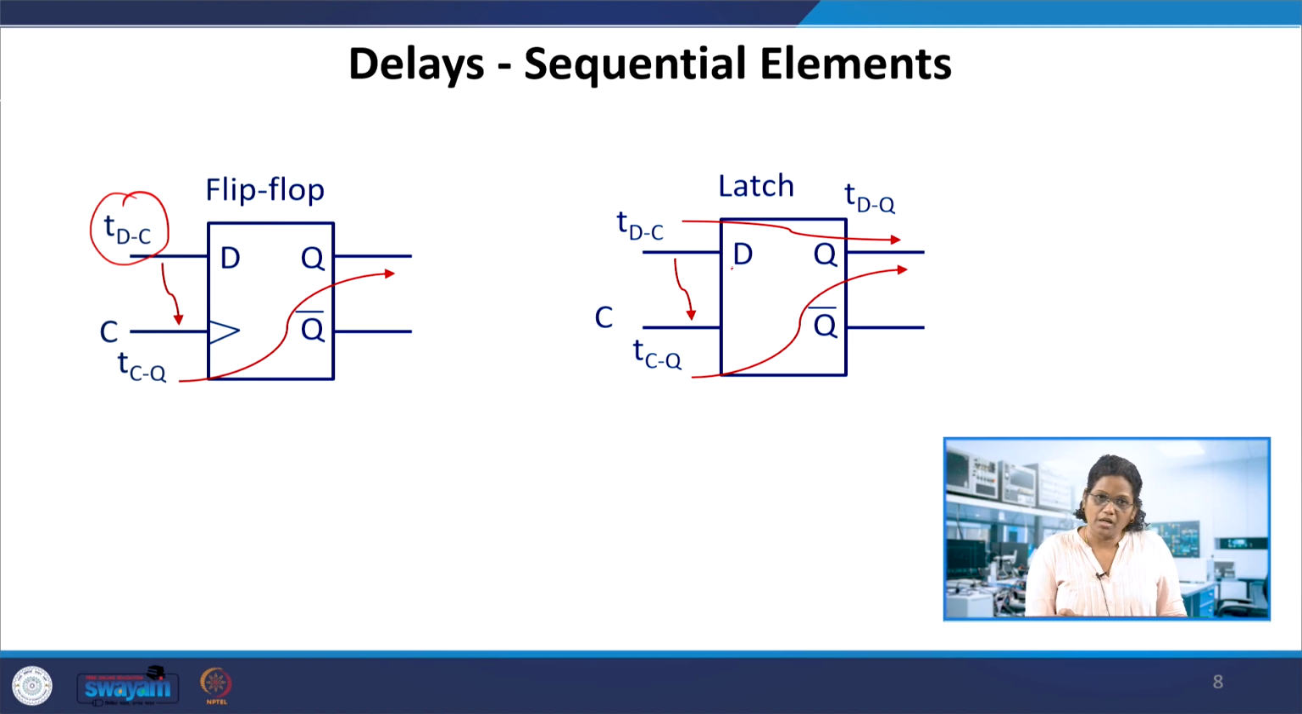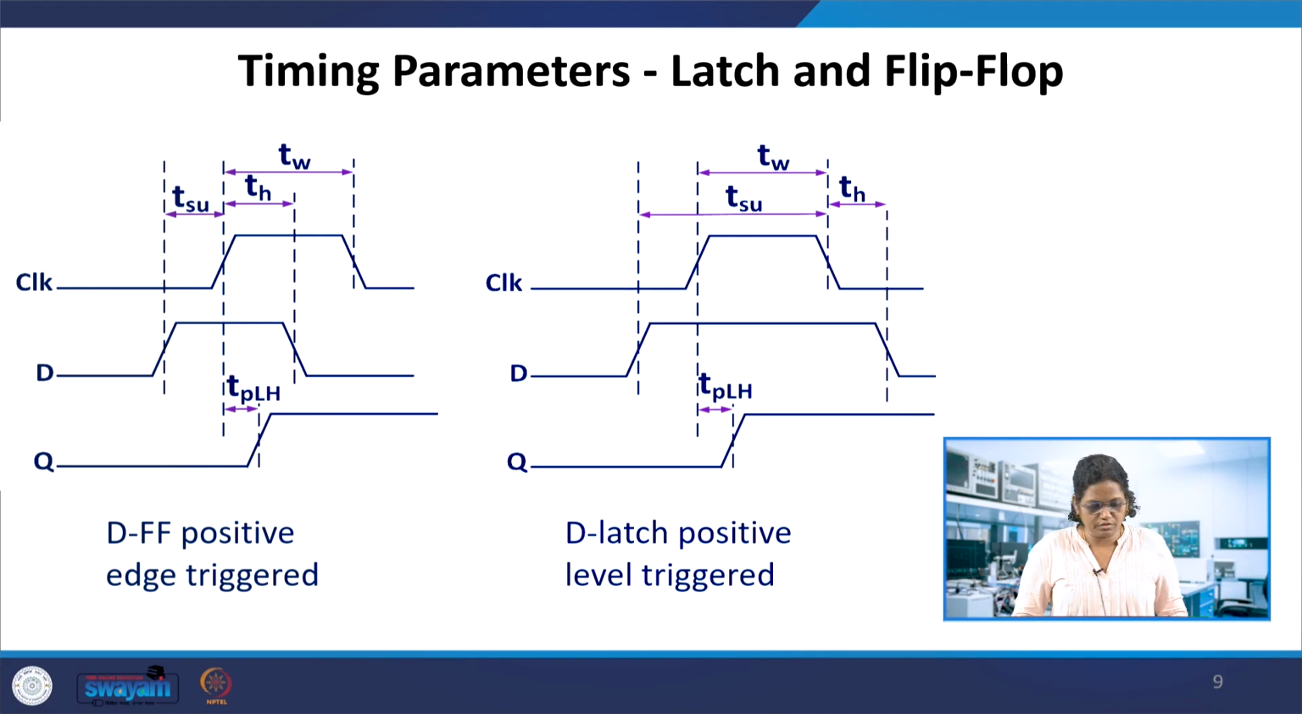Whereas the other parameter involved in the latch is the D to Q delay. When D is changing while the clock is 1, that is level sensitive, the time it takes is the D to Q delay. So the latch has 3 parameters: data to clock, clock to Q, and data to Q also. So there are 3 parameters involved in the latch. Let us try to understand those parameters for the latch and flip flop.